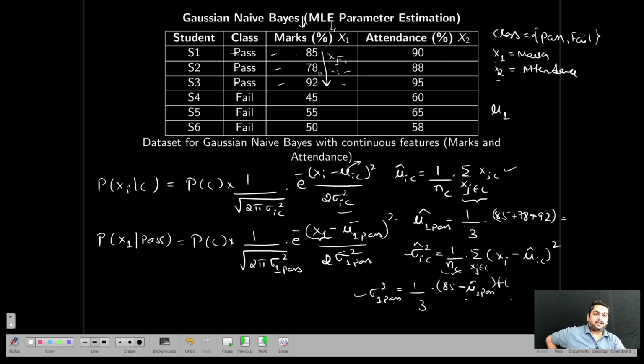For each class you have to calculate, because you are calculating the conditional probability using the normal distribution. If the class was not given, then it would have meant using all these values.